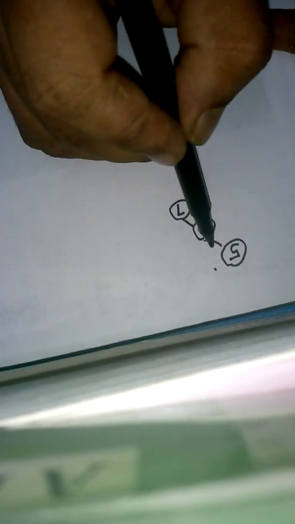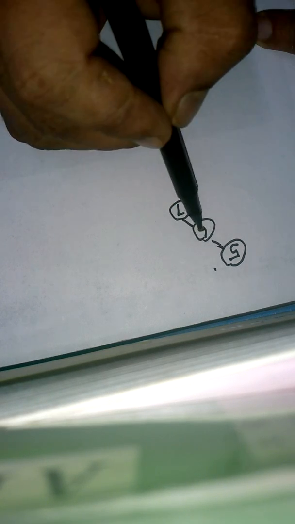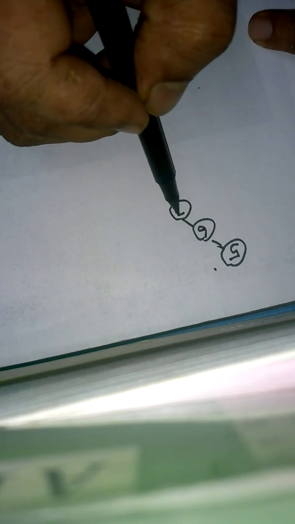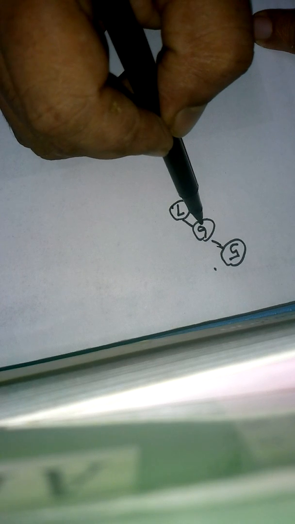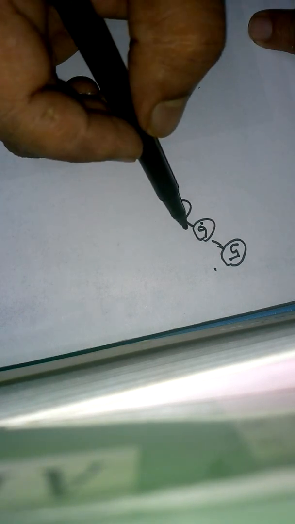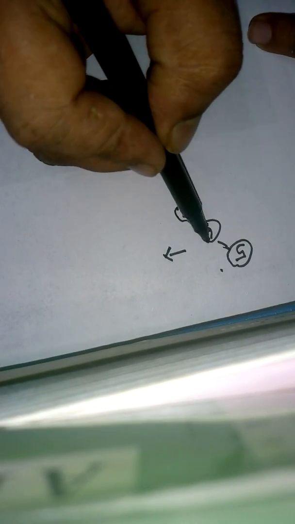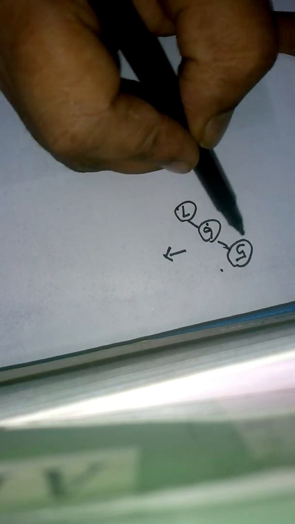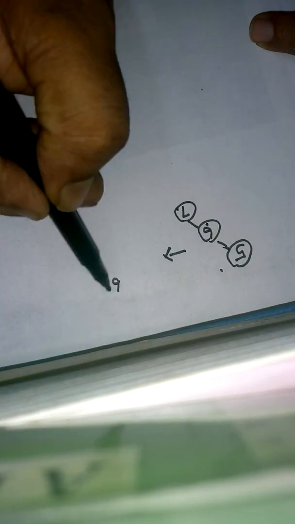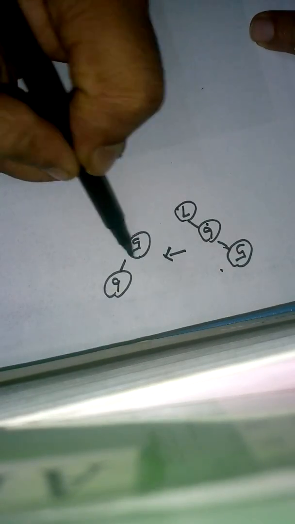So what is the scenario here? I am inserting into the right subtree of the right child. So now what action will make this a valid binary search tree and in turn a valid AVL tree? A rotation here, bringing down 5 and making 6 the root, achieves this.